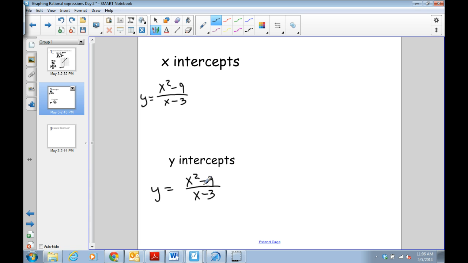So now I want to talk about how to find your x-intercepts. How you find it is you put in a 0 for y, and you solve for x. Remember that I can rewrite this top part as the factors x minus 3 and x plus 3, correct?